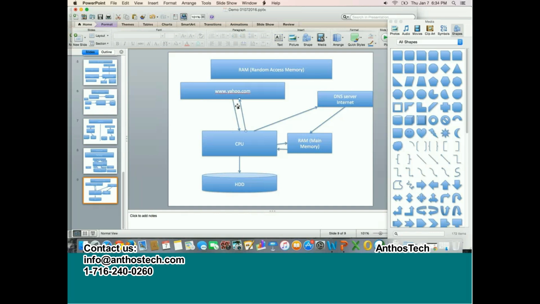Then the second time, if you go to yahoo.com again, the system CPU checks if you have this data in the RAM or main memory. If it is available in the main memory, or cache as we call it, it returns the data from the main memory or cache and sends it to the web page or browser. So the request is not at all traveling outside the CPU board, and the data return becomes very fast in this case.